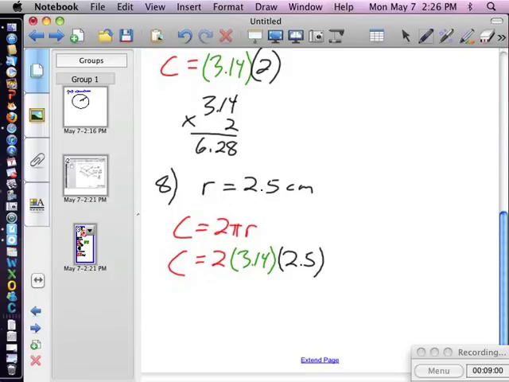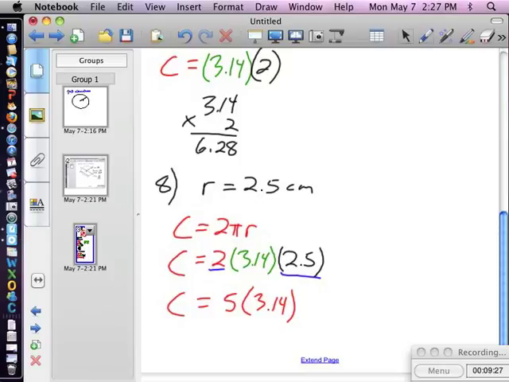You can do this multiplication in any order you want. I usually try to find something that's going to make it look a little easier. I noticed that 2 times 2.5, if we look at these numbers first, is going to equal 5. I'm just going to do that in my head before I start thinking about doing a decimal multiplication. So 2 times 2.5 is 5, and then we still have to multiply by 3.14.